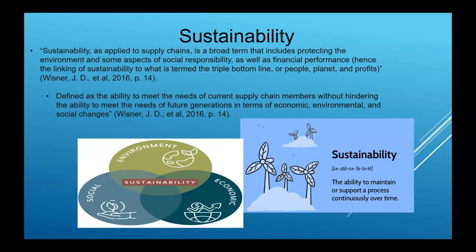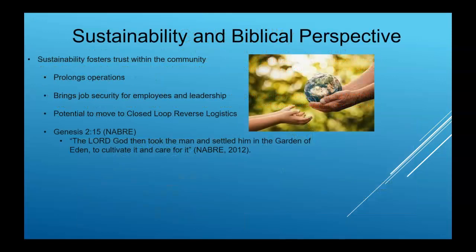Now, sustainability is a broad term that not only includes protecting the environment, but also ensuring that Grandma's Apple Butter can stay in business for generations to come. Constant analysis of Grandma's Apple Butter will ensure that their ecosystem can eventually become a closed ecosystem. This will ensure long-term sustainability. Sustainability fosters trust within the community, from customers to employees.